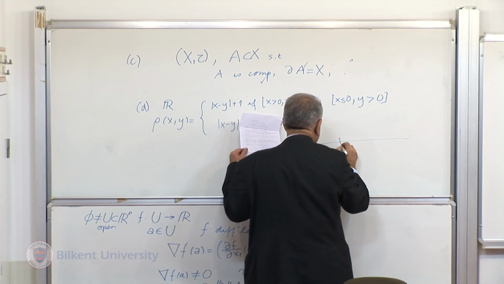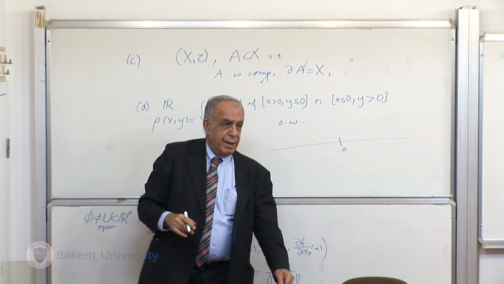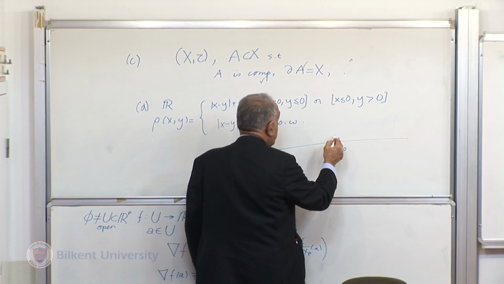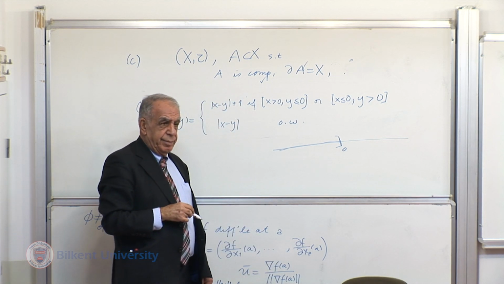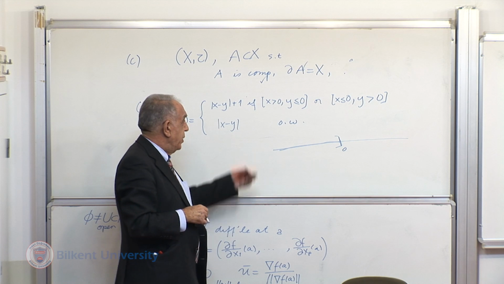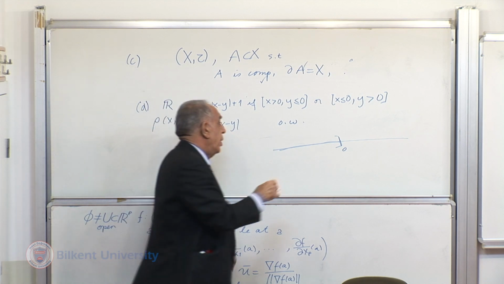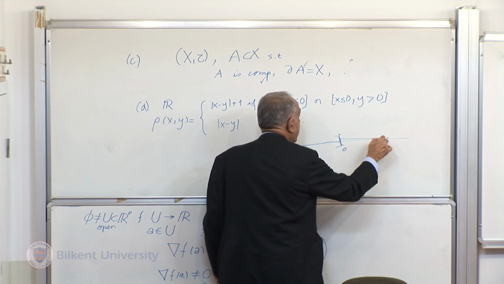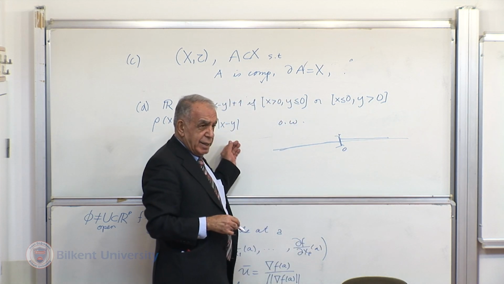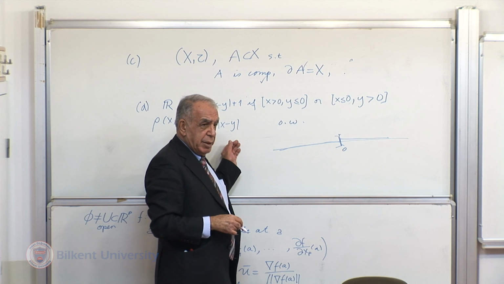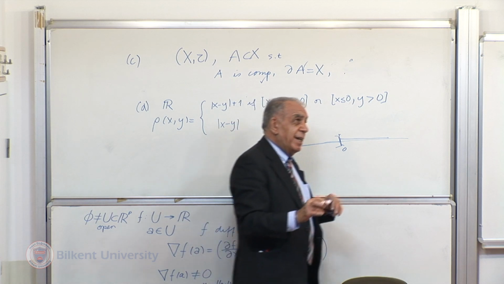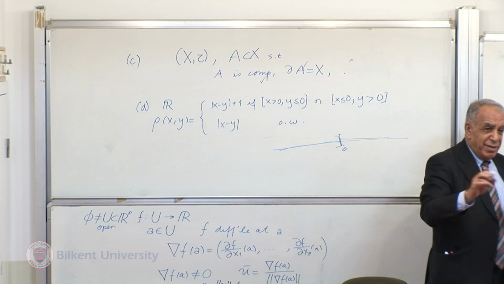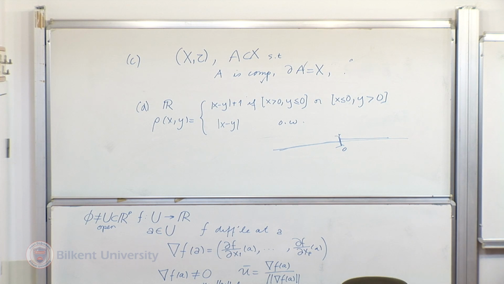So here, this is 0 if your 2 points belong to this part, then you have this. Or if they both belong to this part, then you have again this. But otherwise, if one is positive and the other is non-positive, then the distance is large.